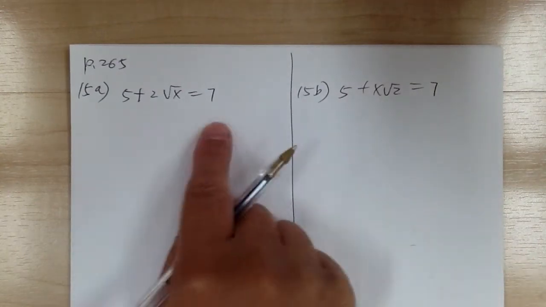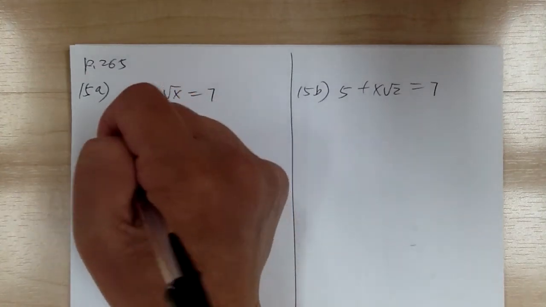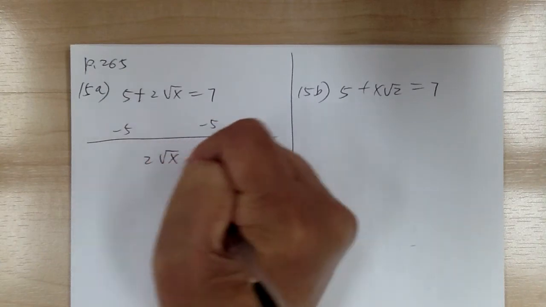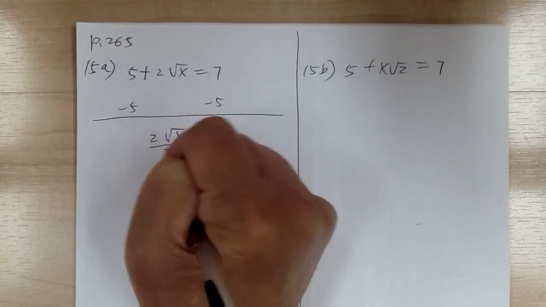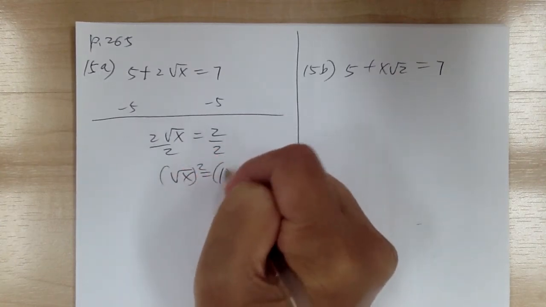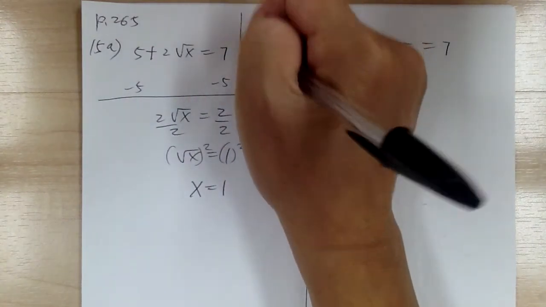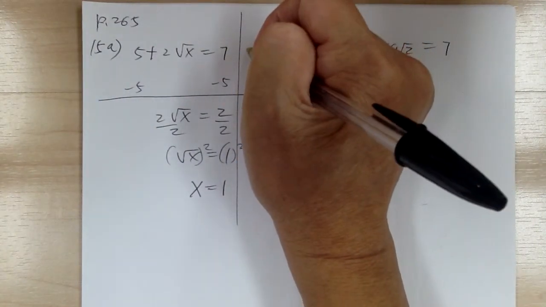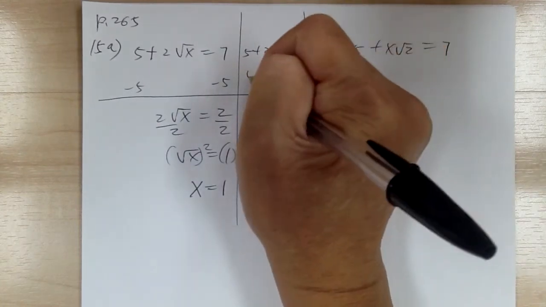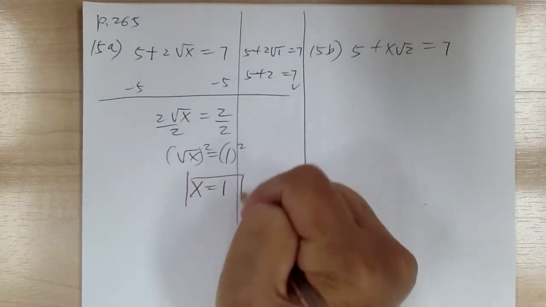Okay, so from here, what we need to do is isolate the square root, so minus 5 on both sides. So you get 2 square root of x equal to 2, divide by 2. So you got square root of x equal to 1, and then you square both sides. So x equal to 1. Then you have to put it in here to check. So you got 5 plus 2 times square root of 1 equal to 7. So 5 plus 2 equal to 7, so it checks. So this one is good.